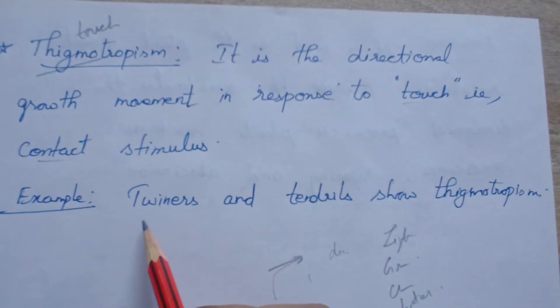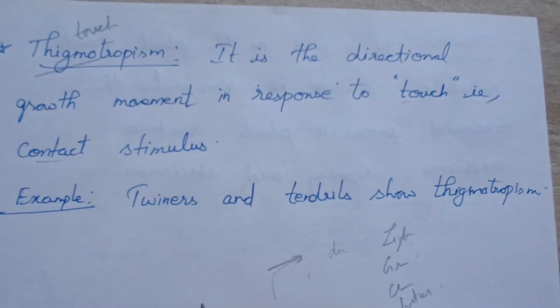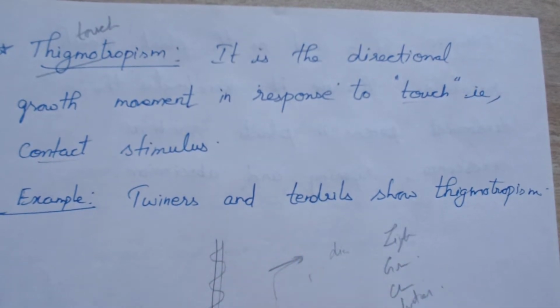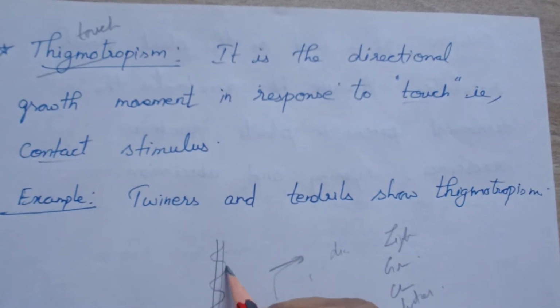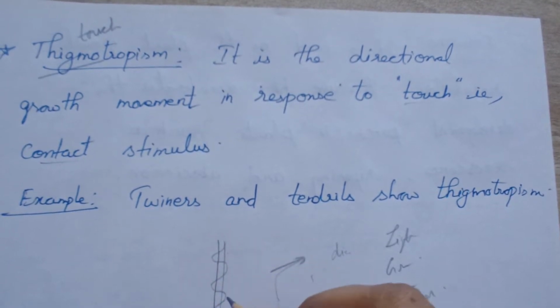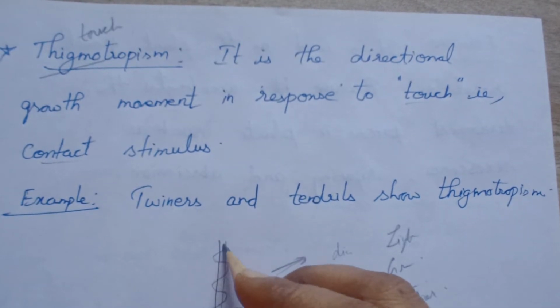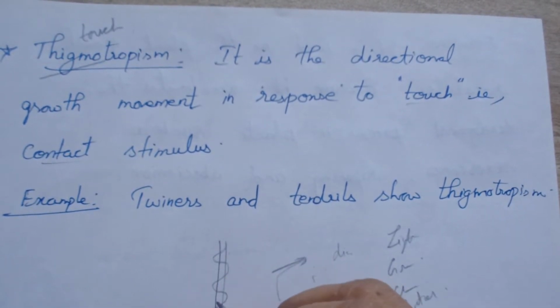For example, twiners and tendrils show thigmotropism, right? When the twiners, for example if you have pea plants like that, touch any stem or branch of any plant, it will wind around it. When it comes in contact with that, it will wind around it. It is a directional movement, and it is a growth movement. By the growth only we are able to see that it is moving, right? It responds to this object.